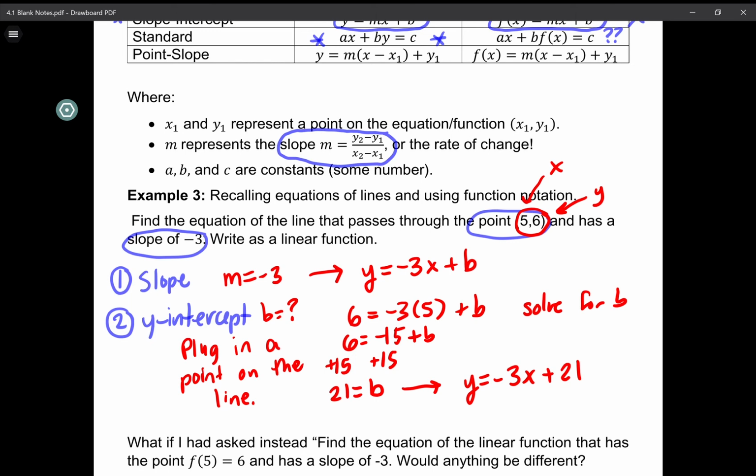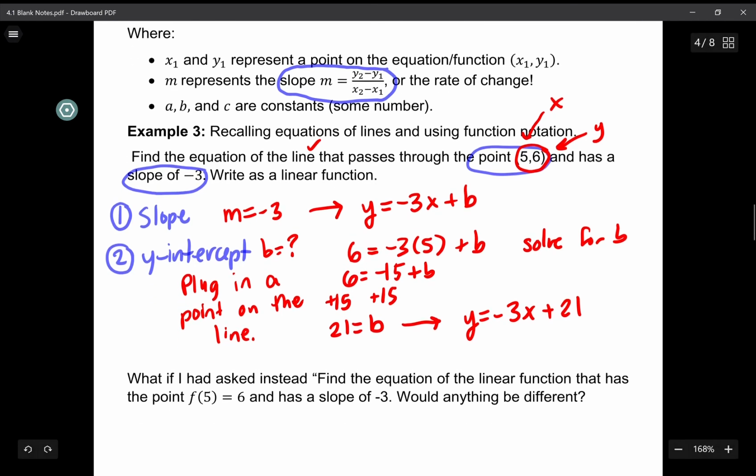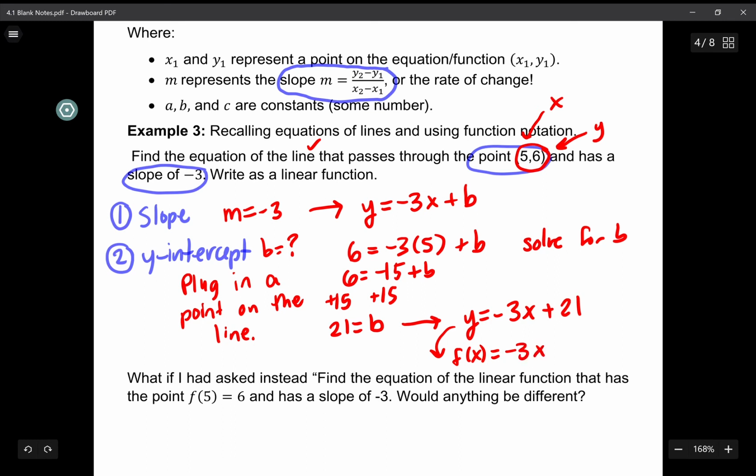So find the equation of the line, check. And now we just need to write it as a linear function. So instead of writing y, I write f of x equals -3x plus 21. All right, so let's just recap. It might have been a little while since you did this, but we found the slope. We plugged it into the slope-intercept form. We wanted to find the intercept, so we plugged in a point and solved for the intercept, put it all together, and got our equation.